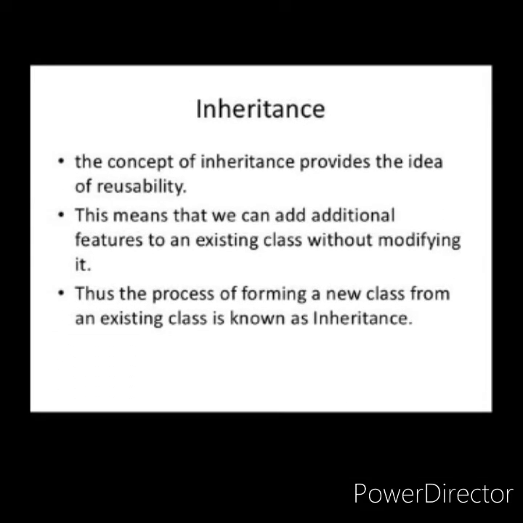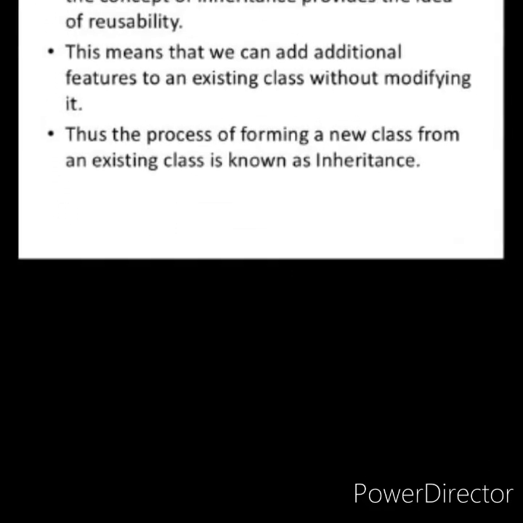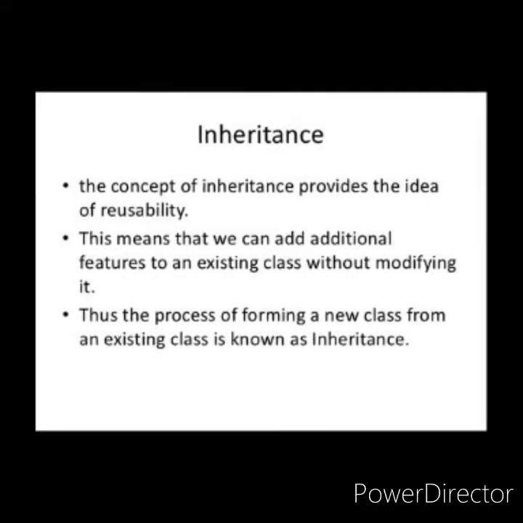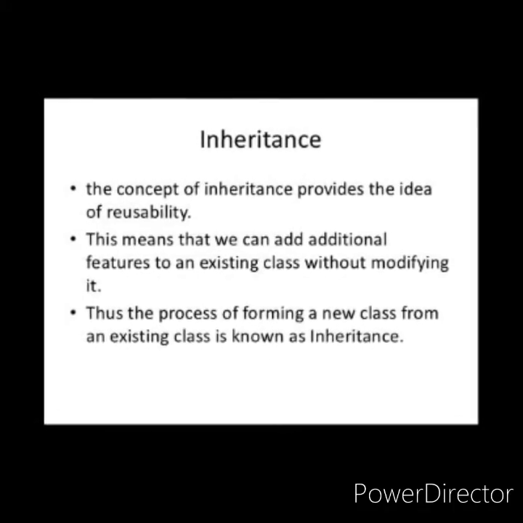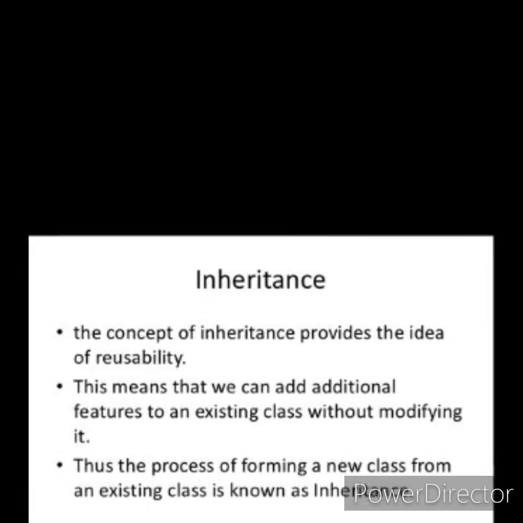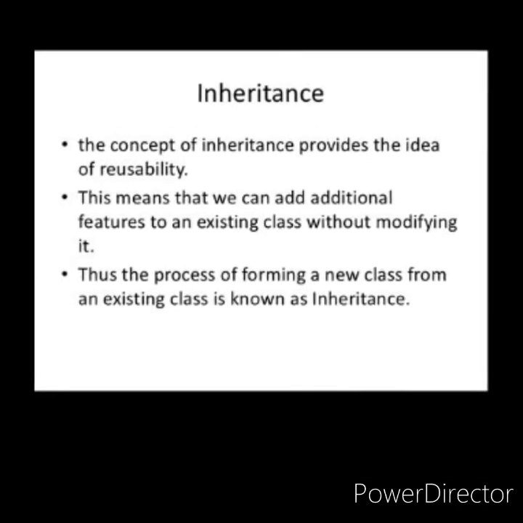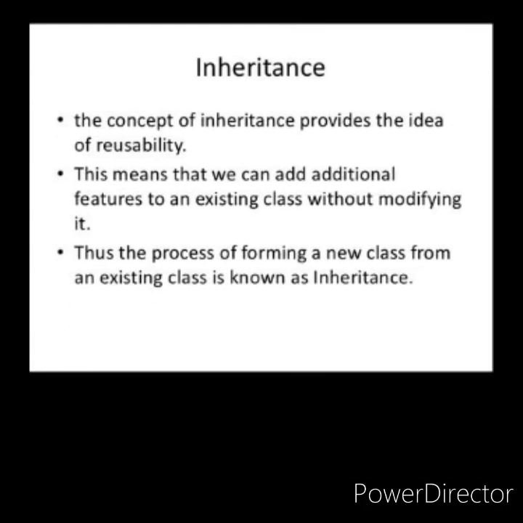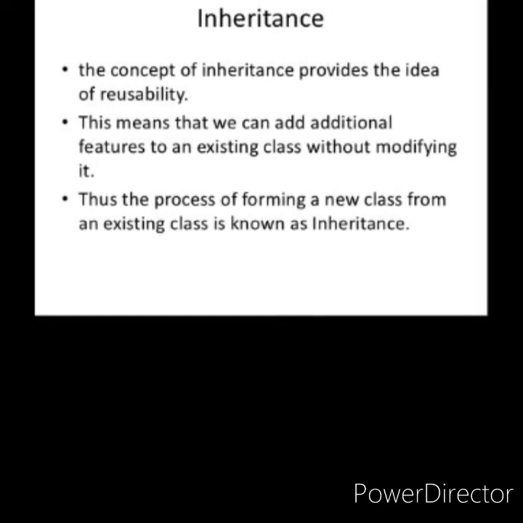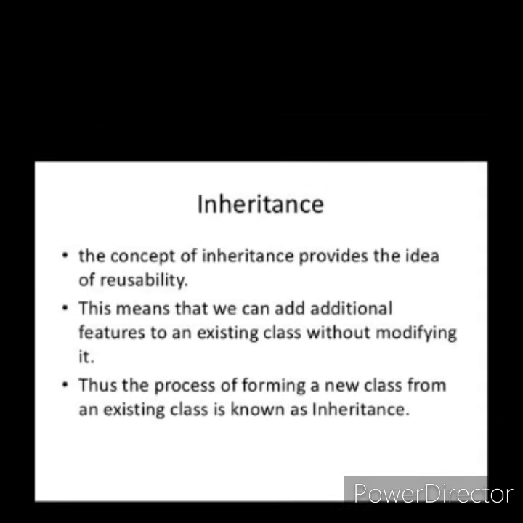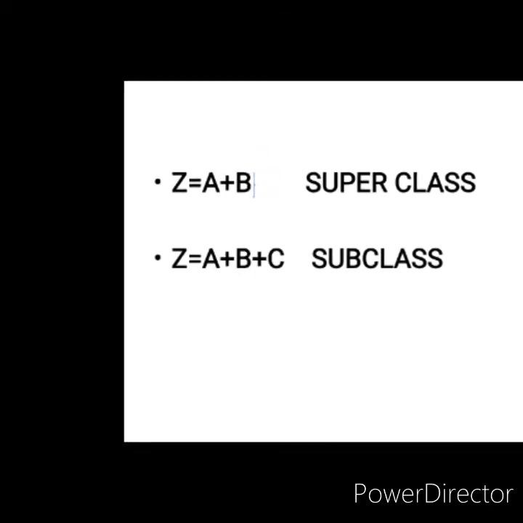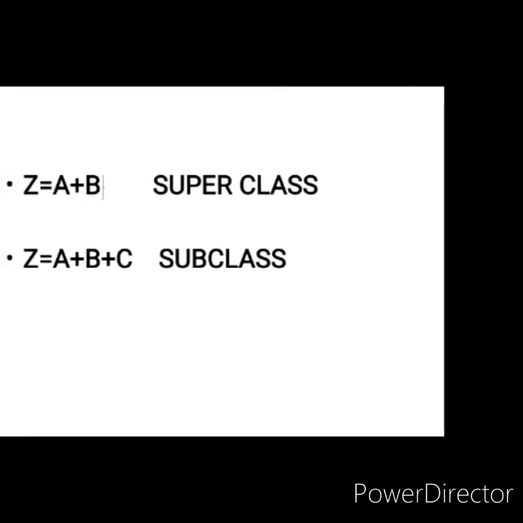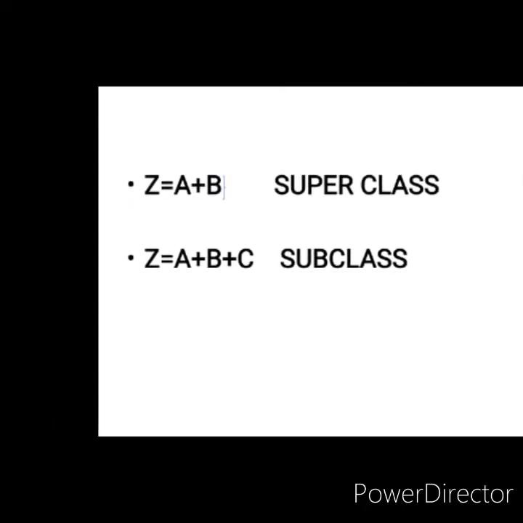Now I want to find the sum of three numbers. What I will do is write another formula, z is equal to a plus b plus c. If you consider both these formulas, the second formula is derived from the first formula, because the first formula already has the expression z is equal to a plus b. The second formula has the expression z is equal to a plus b plus c. Here you are deriving the second formula from the first formula.